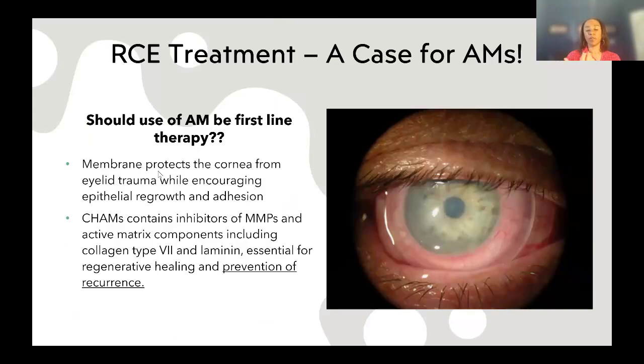We won't go too much into this, but I absolutely believe that RCE treatment with amniotic membranes should be thought of as potential first-line therapy. We do have a lot of great options that do work, but there's nothing wrong with putting an amniotic membrane on these types of patients, because you can really do them some good by preventing recurrence.